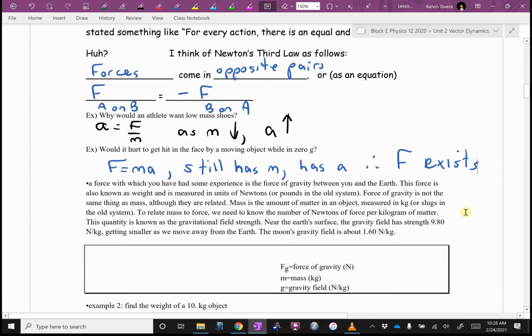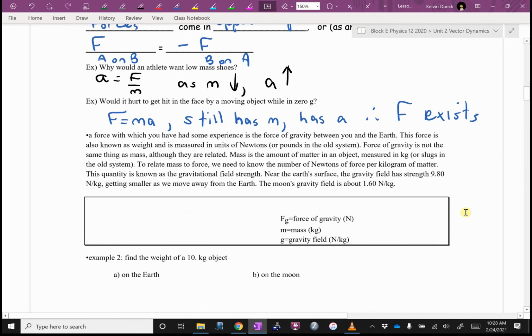A force with which you might have had some experience is the force of gravity between you and the Earth. By the way, since forces come in pairs, if the Earth is pulling on you, you're also pulling on the Earth. But the Earth's mass is so huge compared to you that the acceleration is basically zero. And the odds are pretty good that on the other side of the planet, there's roughly the same number of people, and so they roughly cancel out. The force of gravity is known as weight. It's measured in units of newtons, or in the old system, pounds.